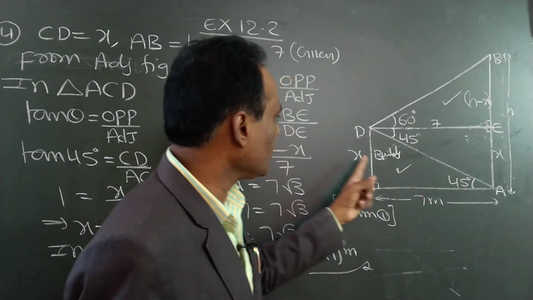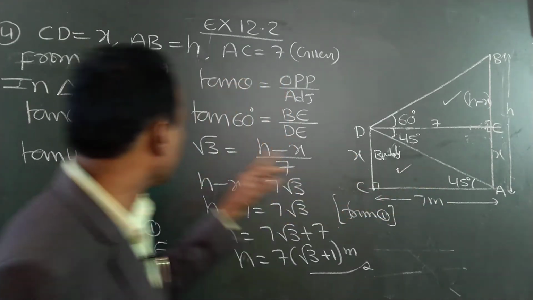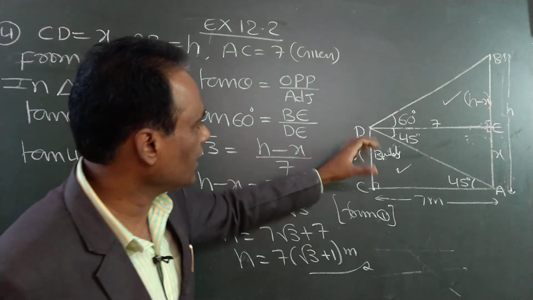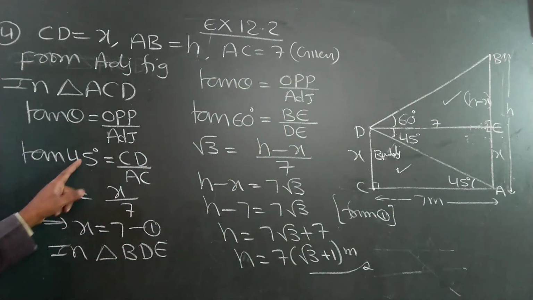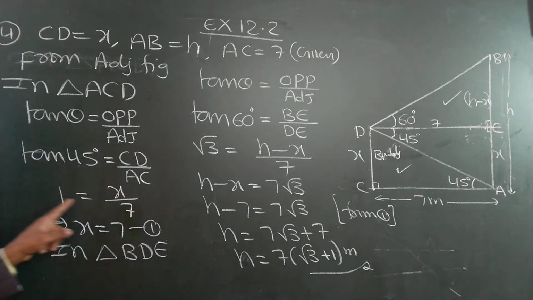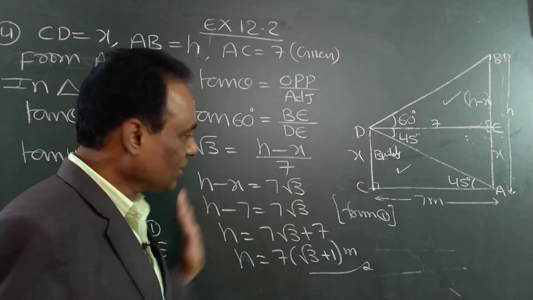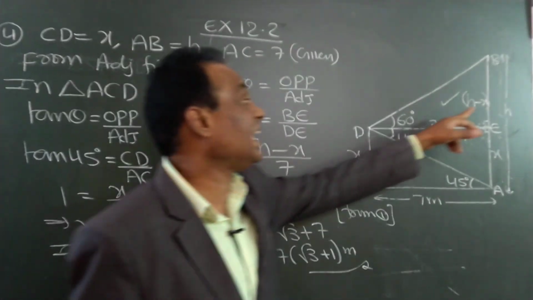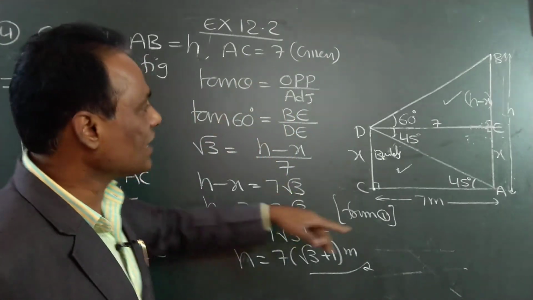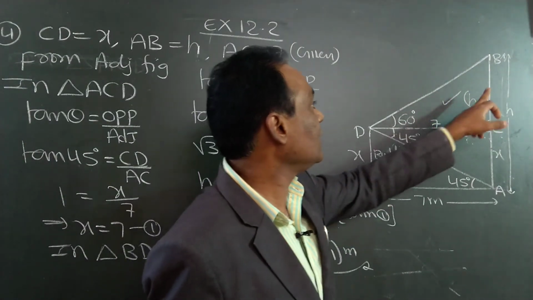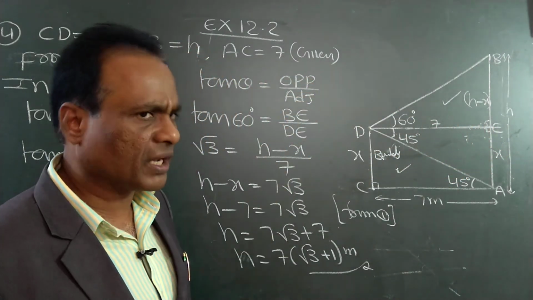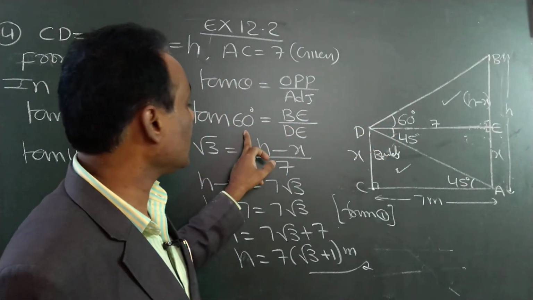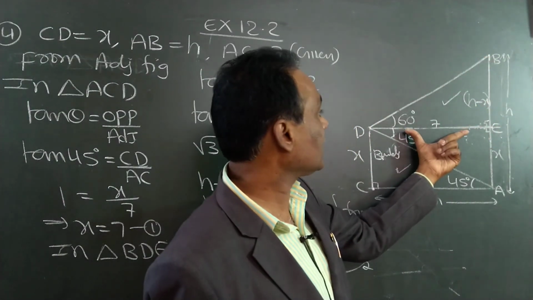Tan 45 is equal to opposite by adjacent. See here, tan 45 is equal to CD by AC, x by 7. Tan 45 is 1, so x is equal to 7 into 1, 7. We got the x value, but we don't require x. We use it for another purpose, but we require h. So the problem is not over. Then I take the right angle triangle BDE. In this, the tan theta formula is opposite by adjacent. Theta is 60 degrees here. Opposite is BE, adjacent is DE.